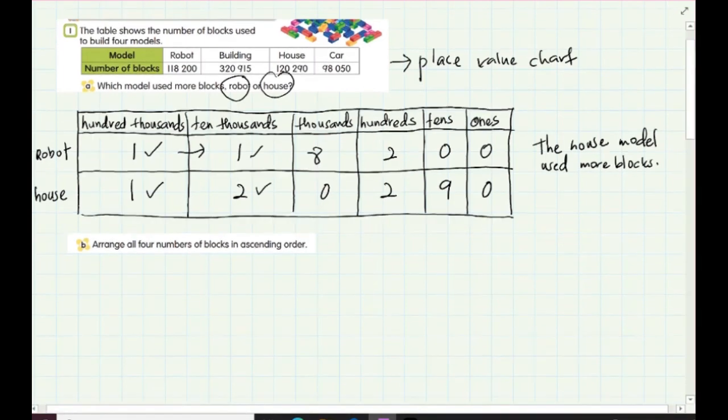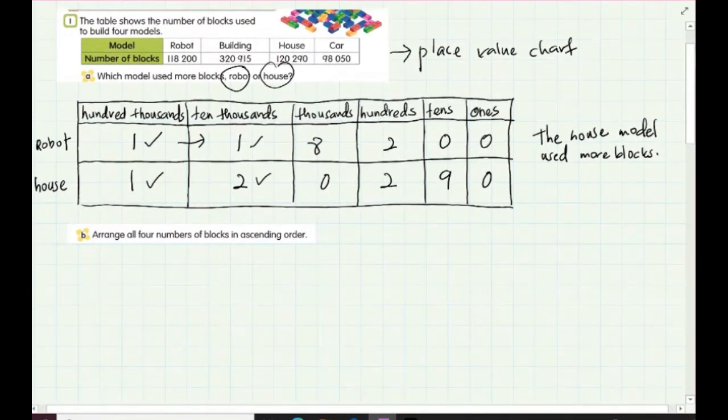Okay. Look at for the second question. Arrange all 4 numbers of blocks in ascending order. Okay, the question asks you to arrange the number according to ascending order. What is the meaning of ascending order? Ascending order is the number arranged from the smallest to the largest value. So, now you have to compare 4 numbers. Okay, to make it easy, you have to use place value chart.